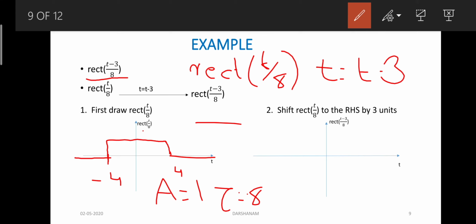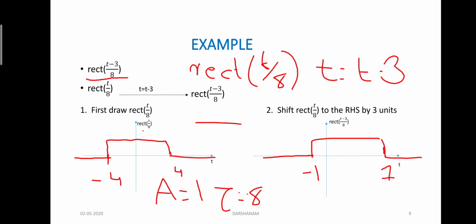So the graph will look like this: 4 plus 3, which is equal to 7, and minus 4 plus 3, which is equal to minus 1. So the graph will look like this, the right hand side shifted version of rect of t by 8 by 3 units. Clear?